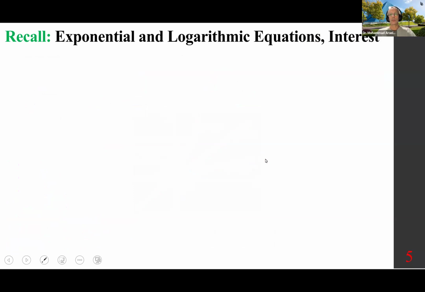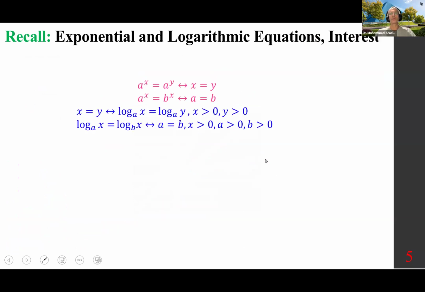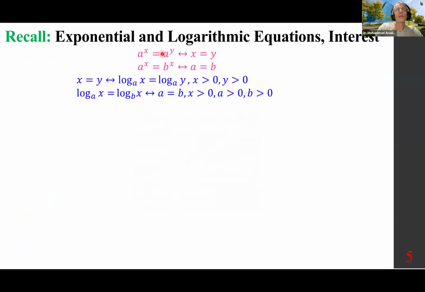Exponential and logarithmic equations and interest. Remember, if exponential functions are equal and they have the same base, they must have the same exponent. If they have the same exponent, they must have the same base. Same thing for logarithmic functions: if they have the same base, they must have the same argument. If they have the same argument, they must have the same base. Needless to say, x and y and a and b are all positive.